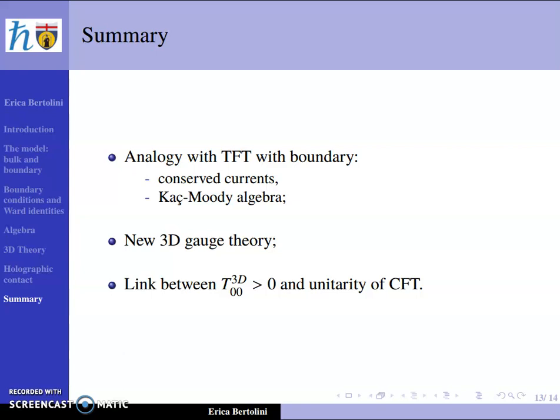So, in conclusion, we do find physics on the boundary of the Maxwell theory, and this has some analogies with the topological field theories with boundary. First, we found two conserved currents, and these define the Kac-Moody algebra. More than this, we also found a new three-dimensional massless gauge theory with a topological term, and finally, we also found a link between the positivity of the energy density of this three-dimensional theory and the unitarity of the conformal field theories.